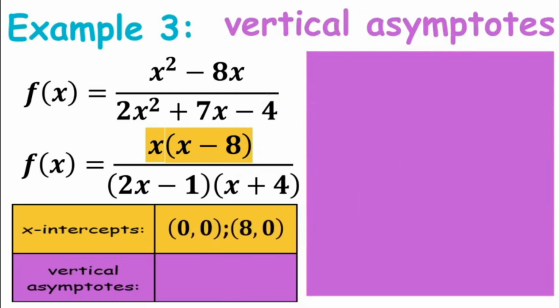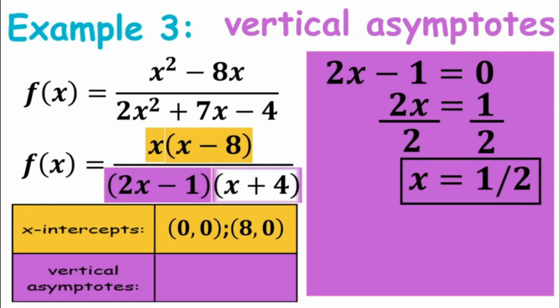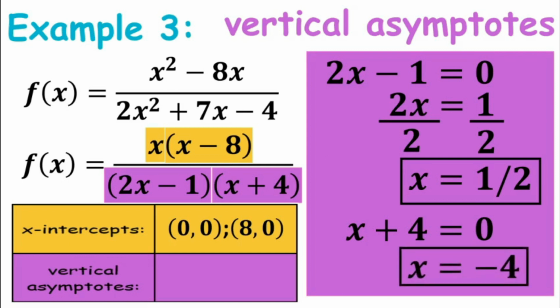For the vertical asymptotes, we have 2x minus 1. 2x minus 1 is equal to 0. Transpose negative 1, we have 2x is equal to 1. Divide both sides by 2, we have x is equal to 1/2. And x plus 4. x plus 4 is equal to 0. Transpose positive 4, we have x is equal to negative 4. The vertical asymptotes are x is equal to 1/2 and x is equal to negative 4.